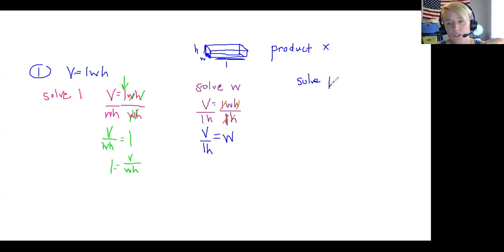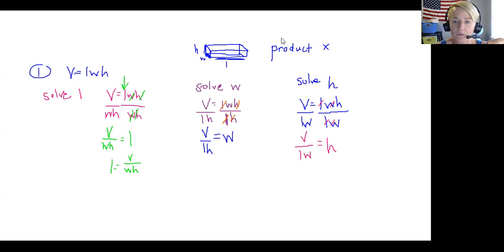Solve for H. Okay, so volume equals length times width times height. I want to get rid of the length and the width. I want to move it away from the H. I want the H to be all by itself. When I'm solving for something, that just means you want it to be all by itself. So I'm going to divide by L and W, divide by L and W, and I'm looking for things to cancel. So boom, boom, boom, boom, only leaves my H. So H equals volume divided by length times width.